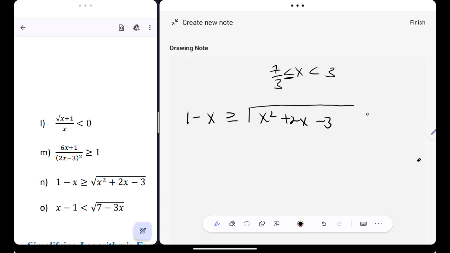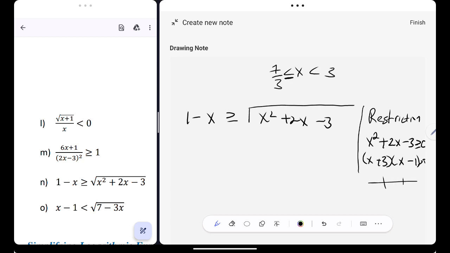For me to even go forward, I need to write down my restriction. For this inequality to be real, whatever that is under a square root must be greater or equal to 0. So I just need to say x squared plus 2x minus 3 is greater or equal to 0. Then I must factorize: x plus 3 and x minus 1 greater or equal to 0.